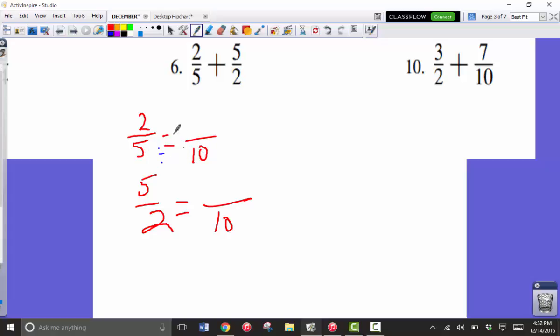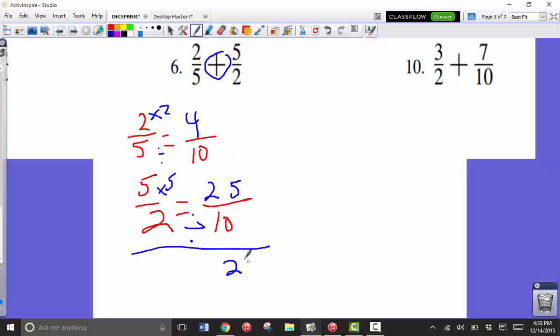5 will go into 10 2 times. Add 2 times 2, 4. 2 will go into 10 5 times. Multiply that with the numerator. 5 times 5, 25. Remembering that this is an addition problem, so we're going to add 4 plus the 25. Add those, you're going to get 29, keeping the same denominator.